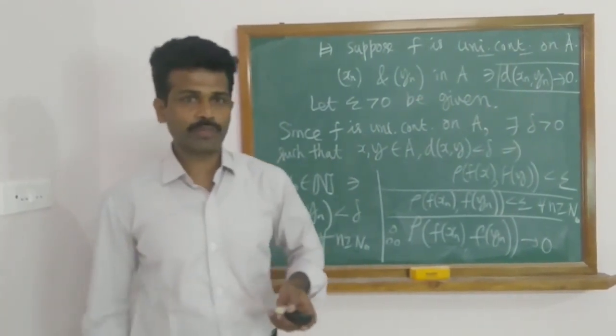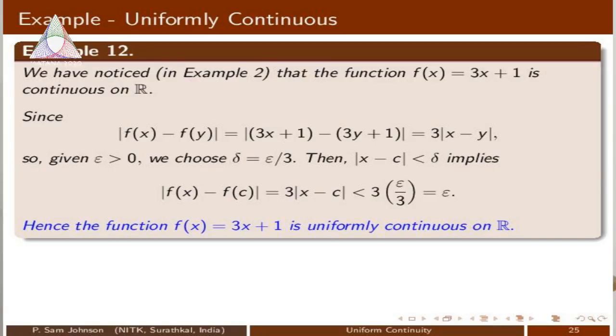Recall the definitions we have seen in the beginning. f(x) = 3x + 1. Here the delta is epsilon by 3 for any given epsilon. Therefore, this function is uniformly continuous on the entire real line.